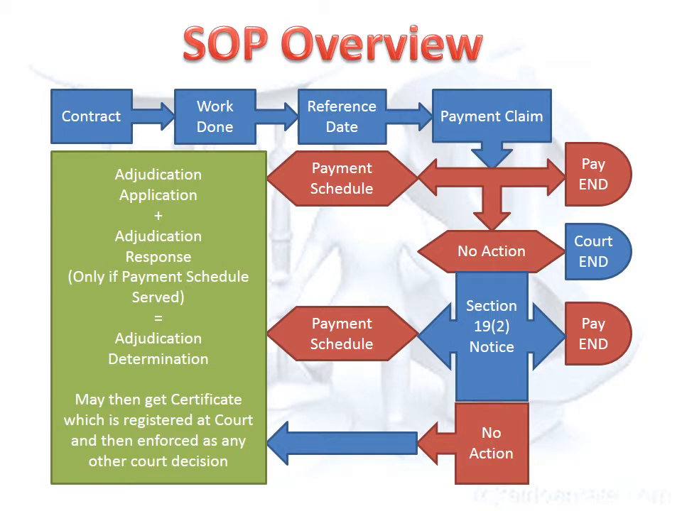The adjudicator will look at the submissions and give a decision in writing. This decision is binding on the parties. If the client does not pay according to the decision, you may ask the nominating authority for a certificate of the decision, which, if filed with the court, you may then enforce like any other court decision. In the flowchart on the screen, the blue refers to the person claiming the payment, the reddish brown to the client, and the green is for the adjudication process.